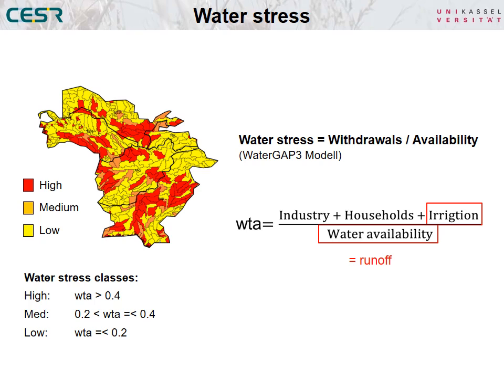Water use of industry and households are taken from other studies where WaterGAP 3 was used. The irrigation component is calculated by our modeling framework. We differentiate between 3 water stress classes. High water stress delineates a WTA larger than 0.4. Medium is between 0.2 and 0.4, and low water stress is in catchments with a WTA smaller or equal 0.2.